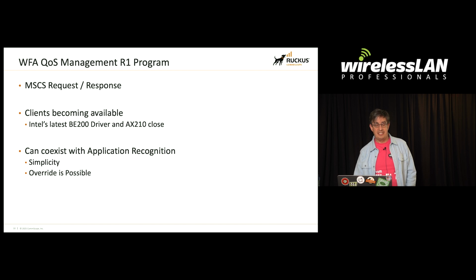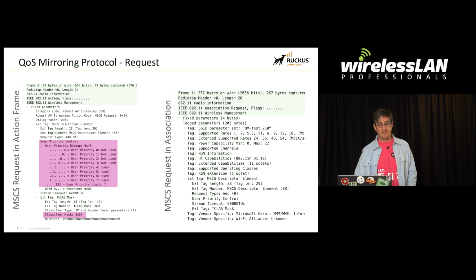Just want to emphasize that this doesn't have to take the place of, say, application recognition. The two things can coexist. If you have application recognition and you want to prioritize traffic based on that, that takes higher priority than this does, right? This sort of provides a safety net and simplicity. You just look at what the client does and you say, okay, we're going to mirror that, right?